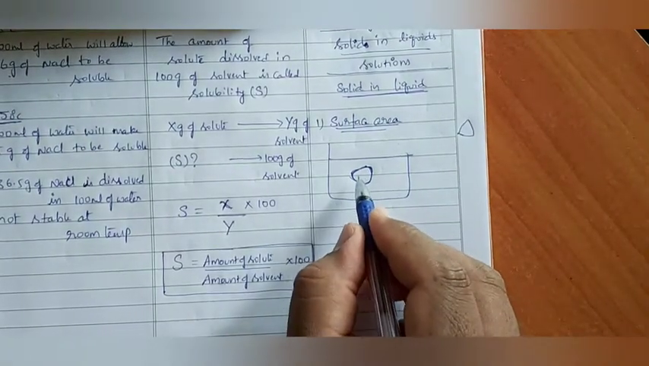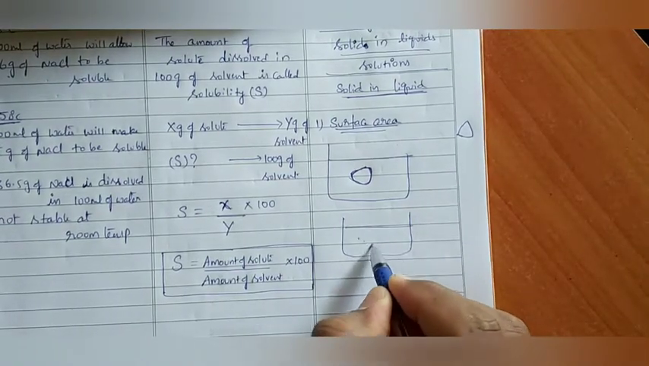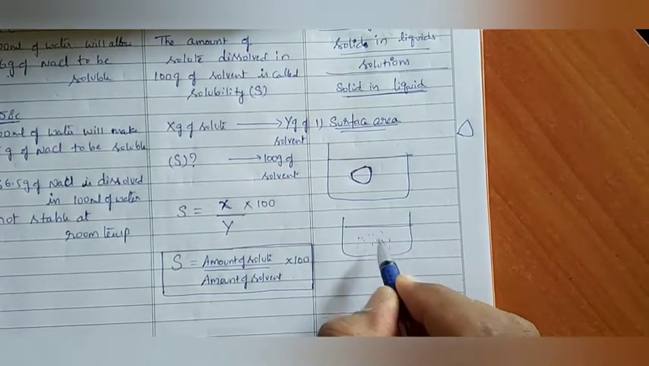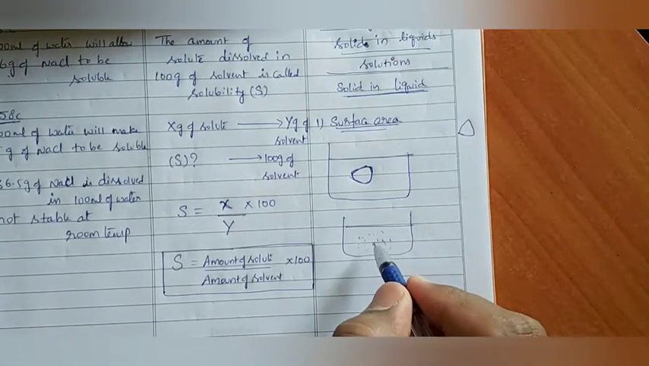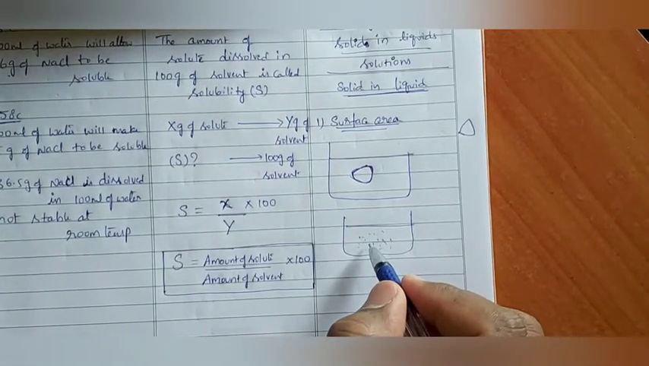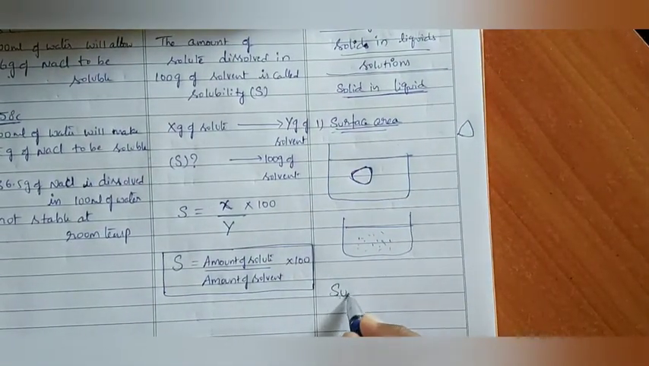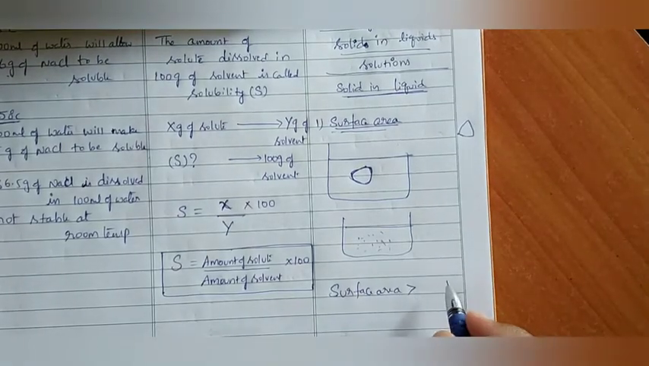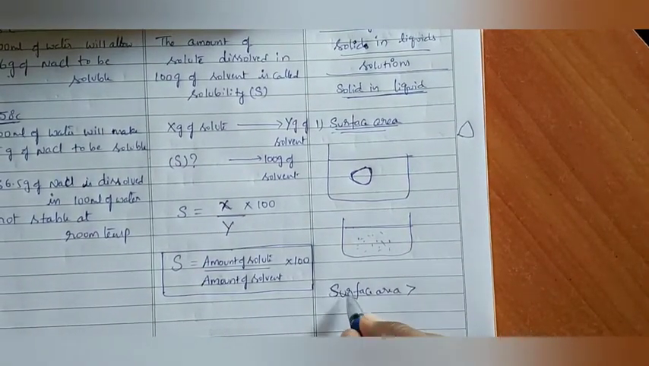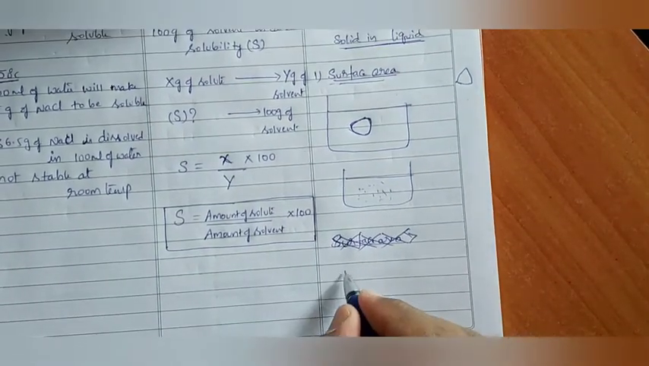But when the same crystal is in powder state, all particles are in contact with water, so it can dissolve easily. That's why when surface area is increased, solubility is also increased. Here, one small thing: solubility is directly proportional to surface area.